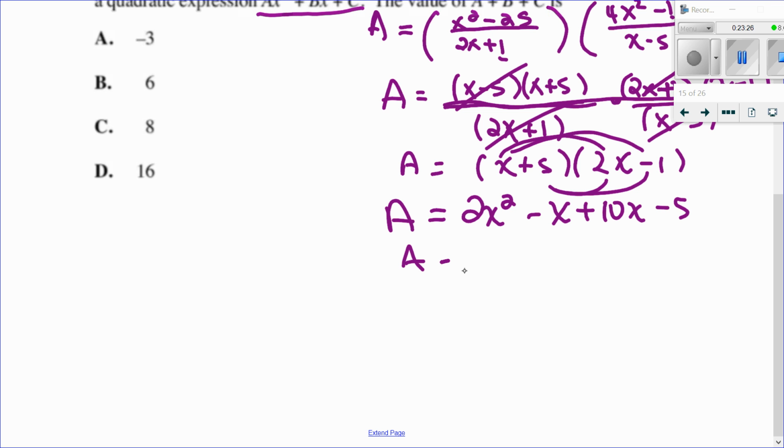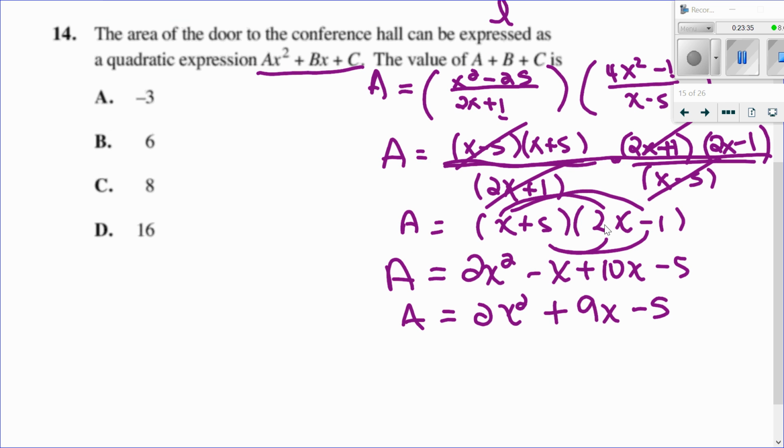So grouping my like terms, I have 2x squared plus 9x, 10 take away 1, minus 5. And what did they want? They want the value of a plus b plus c. So a is 2, b is 9, c is -5. So 2 plus 9 take away 5. 2 plus 9 is 11. 11 take away 5 is 6. So B would be the correct option.